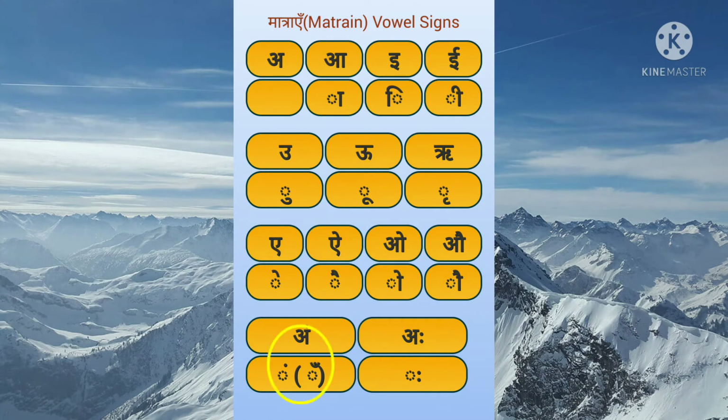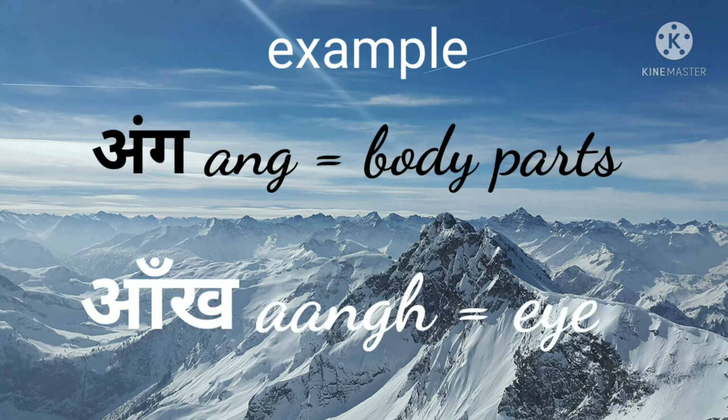As you can see, ang has two vowel signs. We will discuss these two with examples. First one is ang. This is a. This is vowel sign of ang, and this is ge. So ang. Ang means body parts in English. Second one is aakh. This is a. This is second vowel sign of ang, and this is khe. So aakh. Aakh means eye in English.